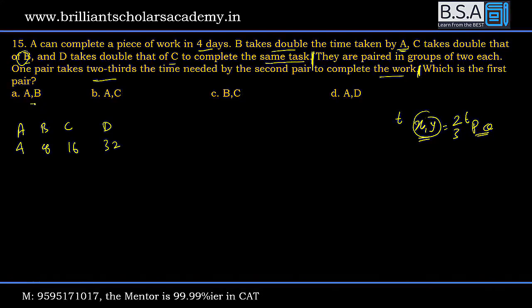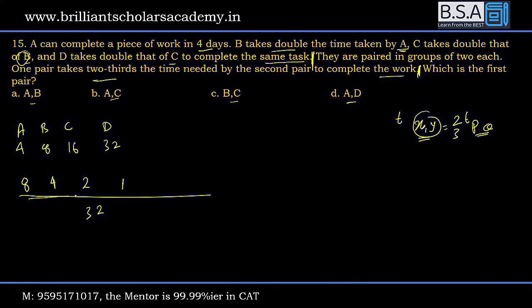Is the first pair AB? Is the first pair AC? Is the first pair BC? Is the first pair AD? So I have to work and find out the number of days for pairs. So let us find out the number of days first of all. The total work I'll assume as 32. Speed becomes 8, 4, 2, and 1.